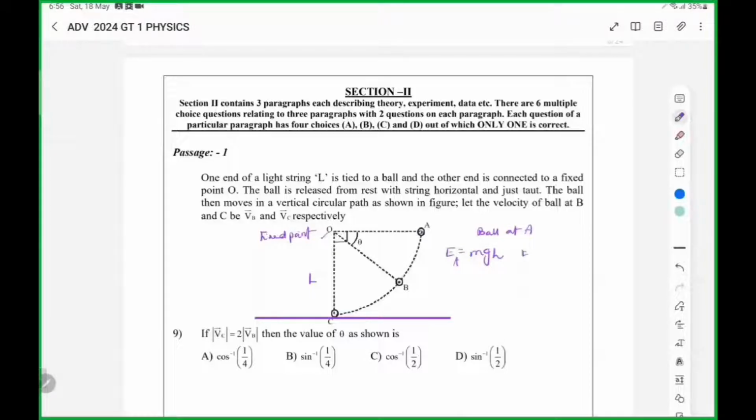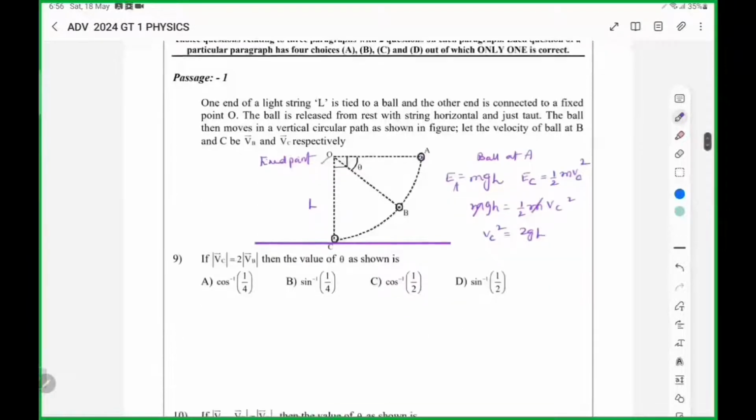When it reaches C, at this point, potential energy is zero. It has only kinetic energy. The velocity attained by the ball is Vc. So mgh equals half m Vc square. Vc square is 2gh. Here h is nothing but the length of the string.